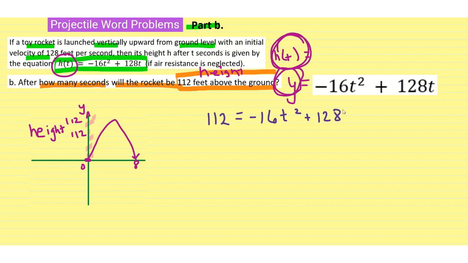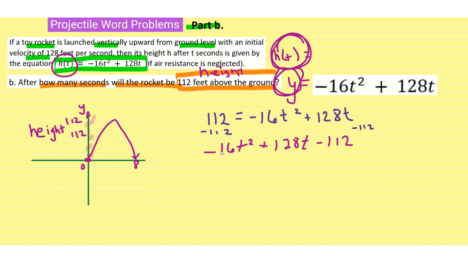Okay, so here we go. At that point, just to make our lives easier, we like to get everything on one side of the equal sign. So I'm going to go ahead and move the 112 over here. I'm going to do minus 112, and that is going to give me 0 is equal to that. Now, for the purposes of my calculations, and I don't want to take up room, I'm not going to write the 0, but I am going to just write negative 16t squared plus 128t minus 112.